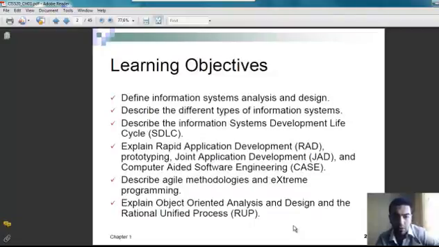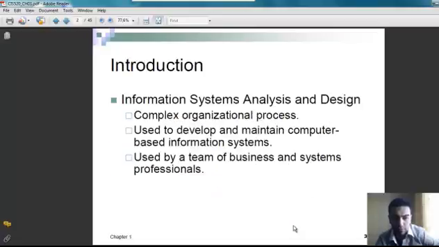Learning objectives. Define information system analysis and design. Describe the different types of information systems. Describe the information system development lifecycle, SDLC. Explain rapid application development, prototyping, joint application development, and computer-aided software engineering. Describe agile methodologies and extreme programming. Explain object-oriented analysis and design and the rational unified process.